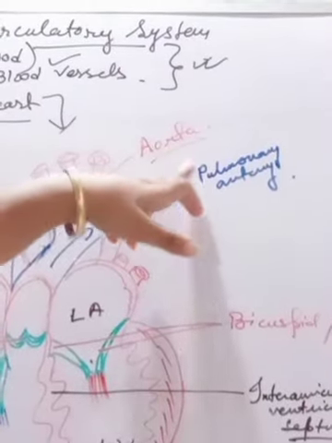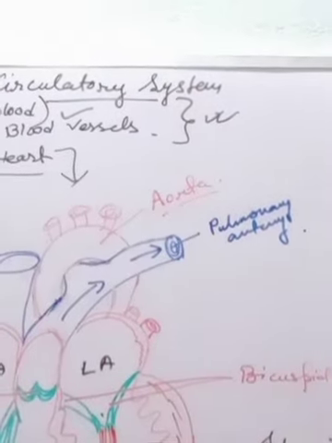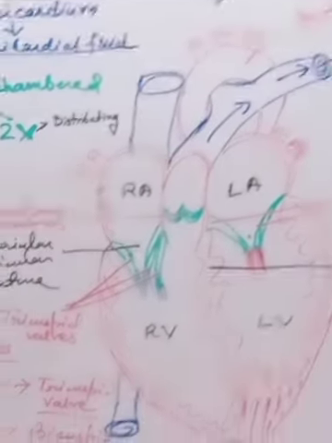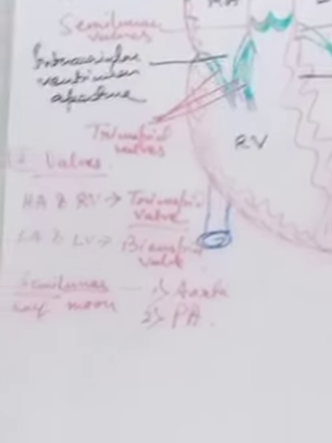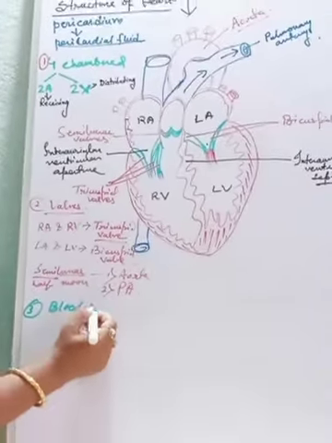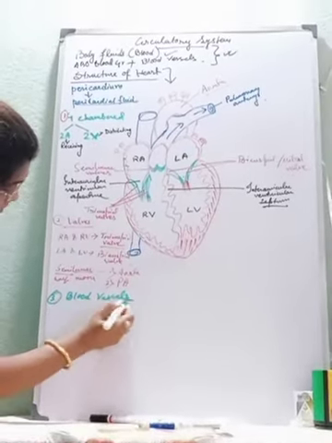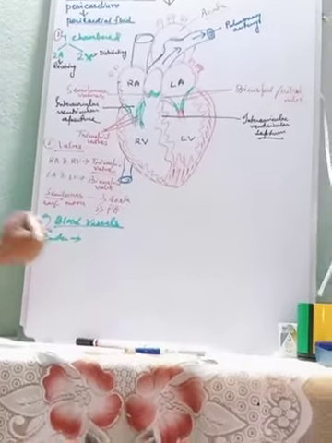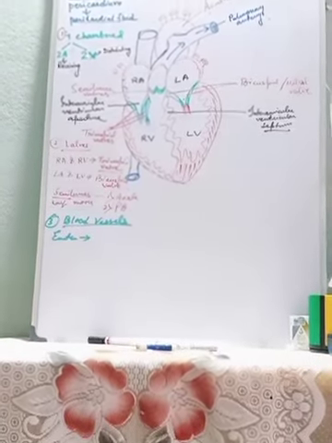Largest artery. Aorta is the largest artery. Now I would like to give you the concept about the blood vessels that are entering and leaving the heart. Now first I am coming to the blood vessels that enter the heart.